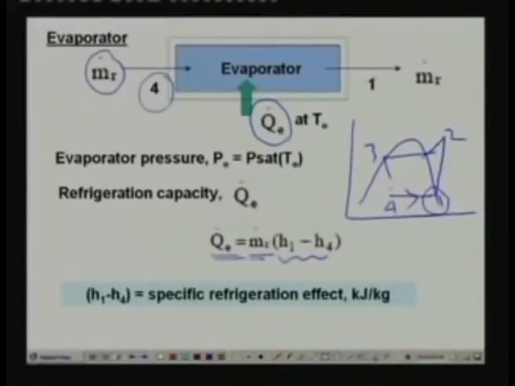Okay, and the pressure at which the evaporator operates is nothing but the saturated pressure corresponding to the evaporator temperature T. So if you know the saturation pressure temperature characteristics, and if you know the evaporator temperature, you can calculate the evaporator pressure. And if you know the mass flow rate and the enthalpy difference, you can also calculate the refrigeration capacity. Now this parameter H1 minus H4 is known as specific refrigeration effect, and the units are kilojoule per kg.